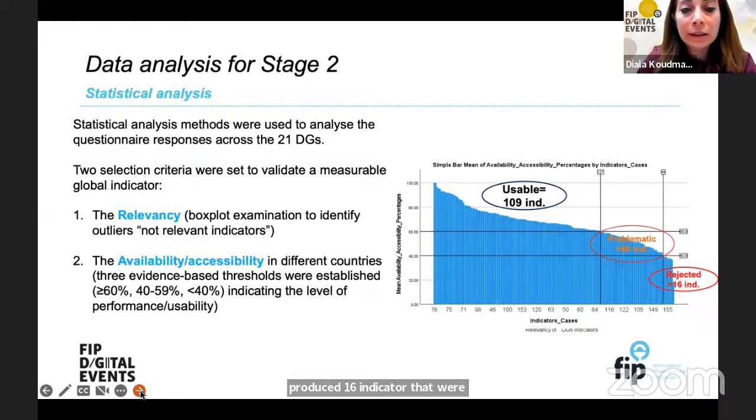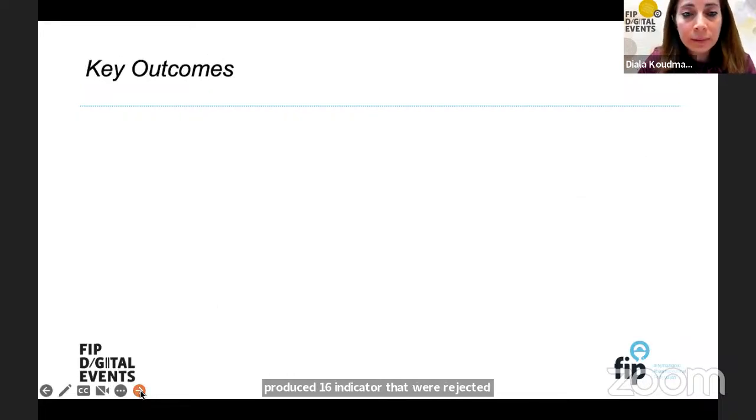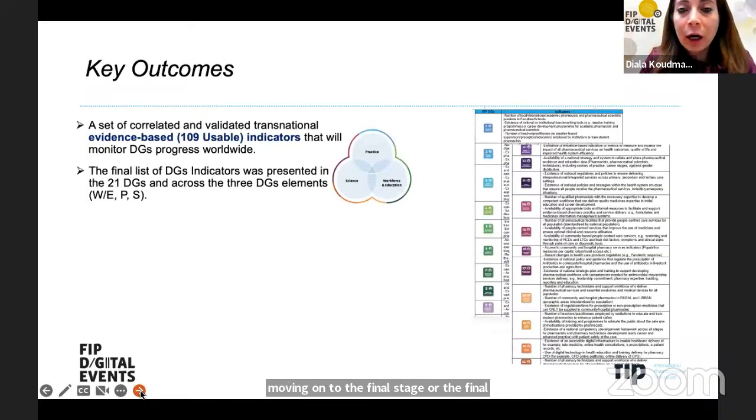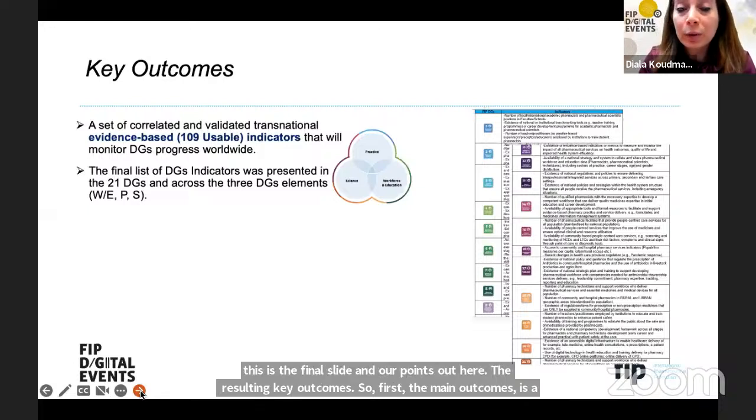Moving on to the final stage, the final slide, please. So this is the final slide, and I will point out the resulting key outcomes. First, the main outcome is a set of correlated and validated transnational evidence-based indicators that will monitor development goals progress worldwide and support countries in the process of their pharmacy advancement and transformation.